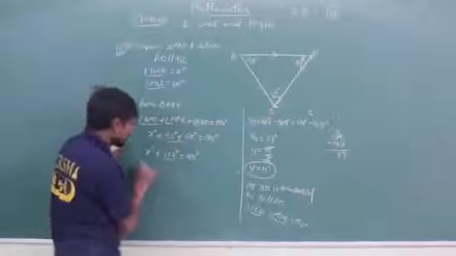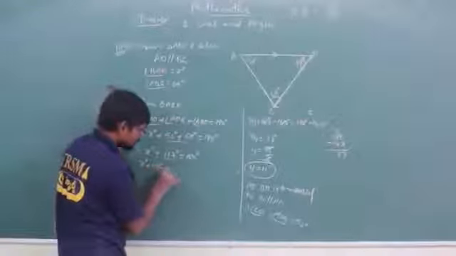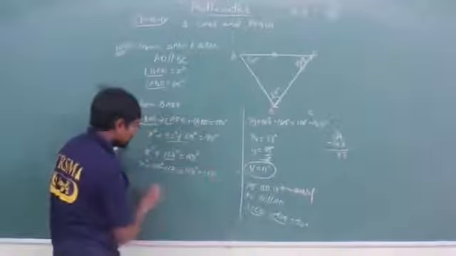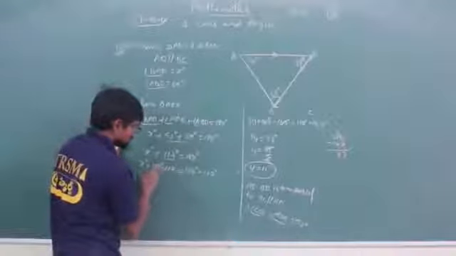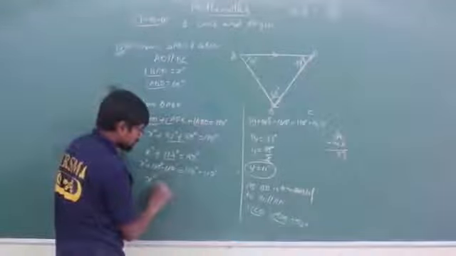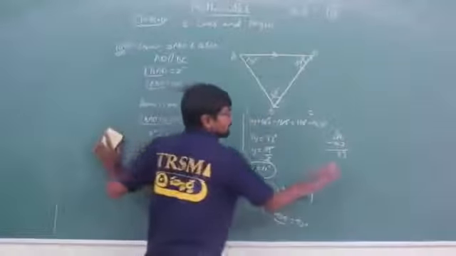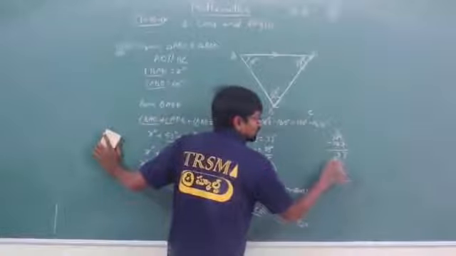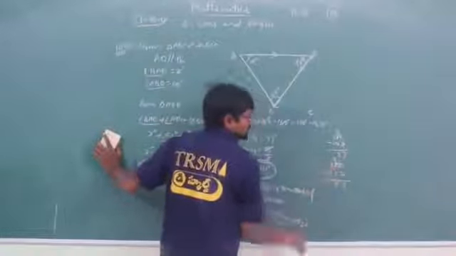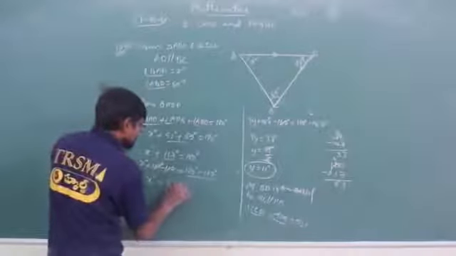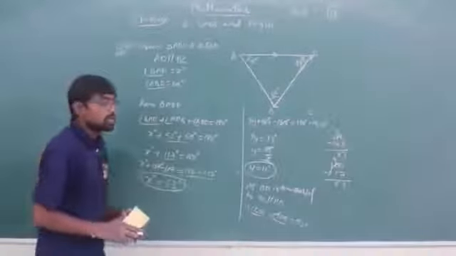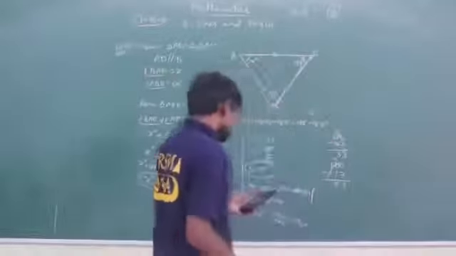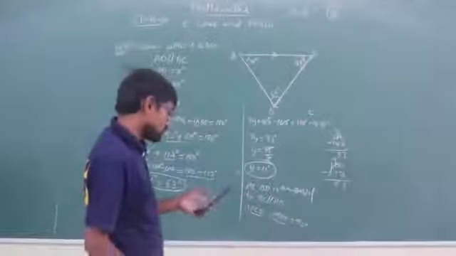Subtracting 117 on both sides, x degrees plus 117 degrees minus 117 equals 180 degrees minus 117, isn't it? So x plus 117 minus 117 is 0, and 180 minus 117, here I will get 3, 7 minus 1 is 6, isn't it? So here I will be getting 63 degrees. So like this we will be finding the values of both x and y.